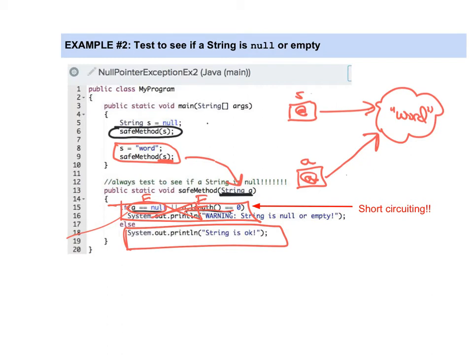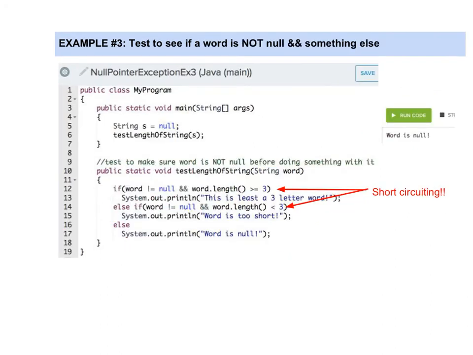But in reality, once you've tested to make sure that it's not null, that it's really a string, you can now do stuff with that. So a lot of times what you really want to do is say, well, if word is not null and the length is greater than something, then you're safe to do something.